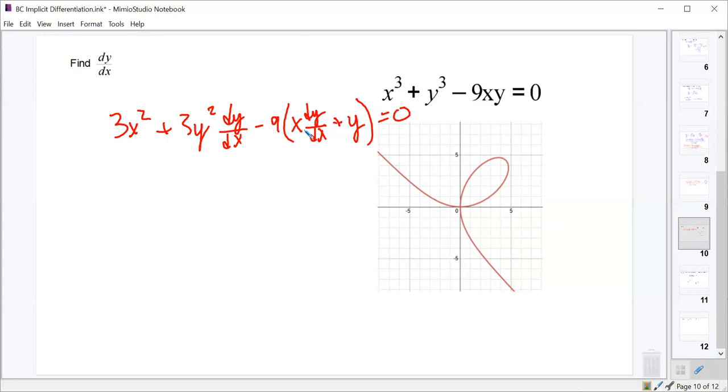And we got a minus 9x dy dx and a minus 9y. We can bring that minus 9y over to the other side. So we'll have 9y minus 3x squared, and we got dy dx here times 3y squared minus 9x. And we'll just divide.